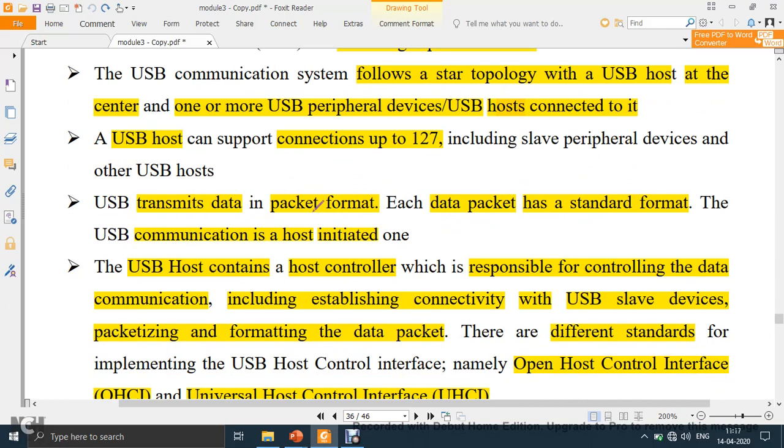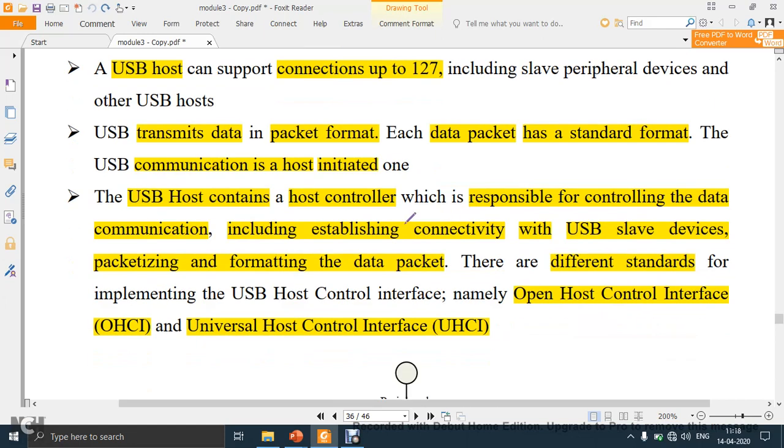So USB transmits data in packet form. So the data is not transmitted bitwise but in packet form. So a data packet has a standard format. Okay, and the communication is always host initiated. So USB is always host initiated, and the communication is in terms of data packets, not individual bits. So the USB host contains a host controller.